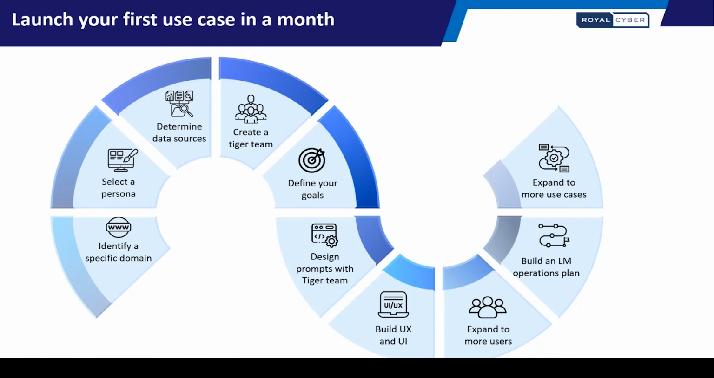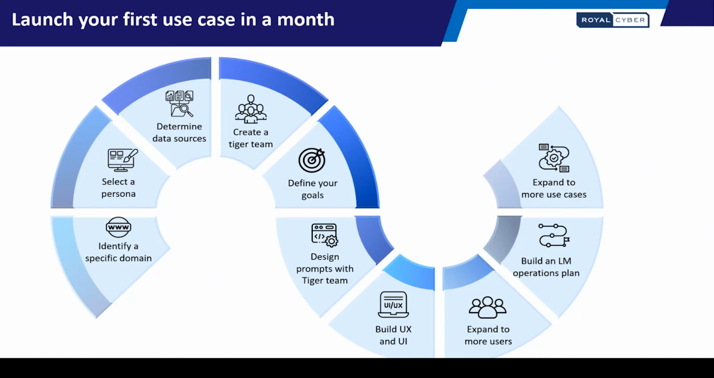Second, we will lead a prompt engineer responsible for translating the business persona's needs, actions, and output into prompts for the generative AI models. And third, our ML operations lead responsible for building and operating the application in production. Now, the fifth step will be define your intentions, objectives, and output you are trying to achieve. Six, design prompts together with the Tiger team.